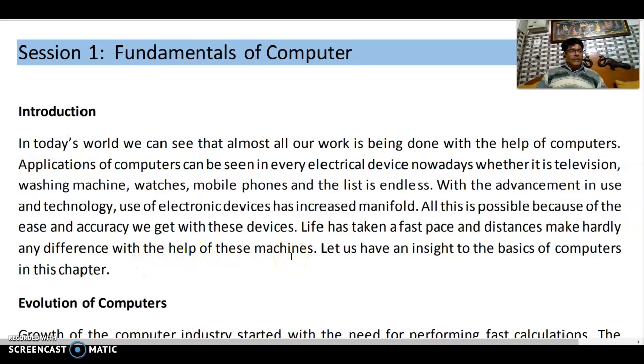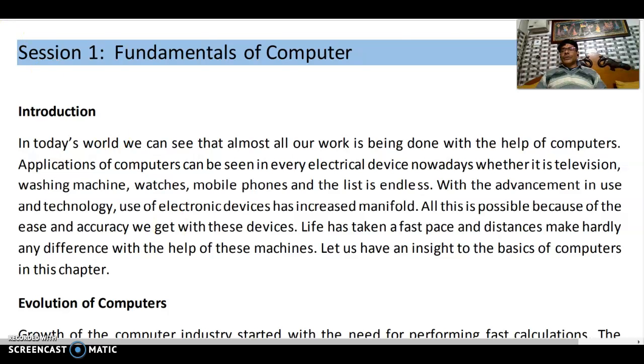Today you are at home, I am at my home, whether it is lockdown period or not, our class is going on, and due to this device only, you are also using your device. I am also using my device. So whether it is mobile, laptop, or personal computer or PC, we are communicating to each other, and we are vanishing the distance here. Let us have an insight to the basics of computer in this chapter.